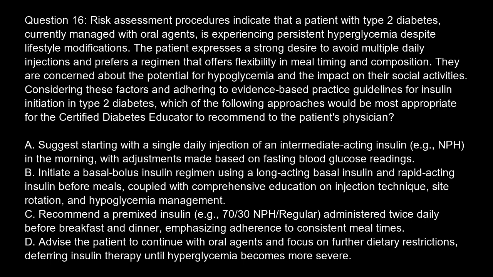Option B. Initiate a basal bolus insulin regimen using a long-acting basal insulin and rapid-acting insulin before meals, coupled with comprehensive education on injection technique, site rotation, and hypoglycemia management. Option C. Recommend a premixed insulin, e.g., 70/30 NPH/regular, administered twice daily before breakfast and dinner, emphasizing adherence to consistent meal times. Option D. Advise the patient to continue with oral agents and focus on further dietary restrictions, deferring insulin therapy until hyperglycemia becomes more severe.